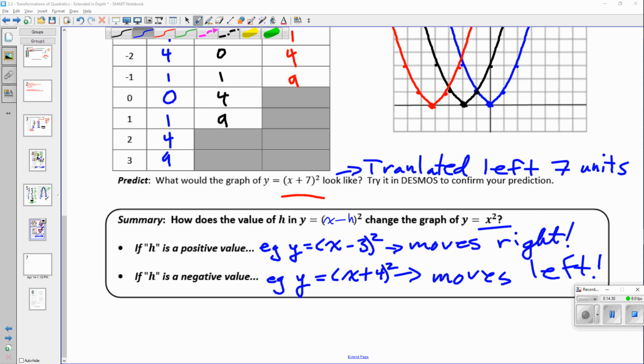So now we're going to go to the next video, which talks about moving parabolas up and down.